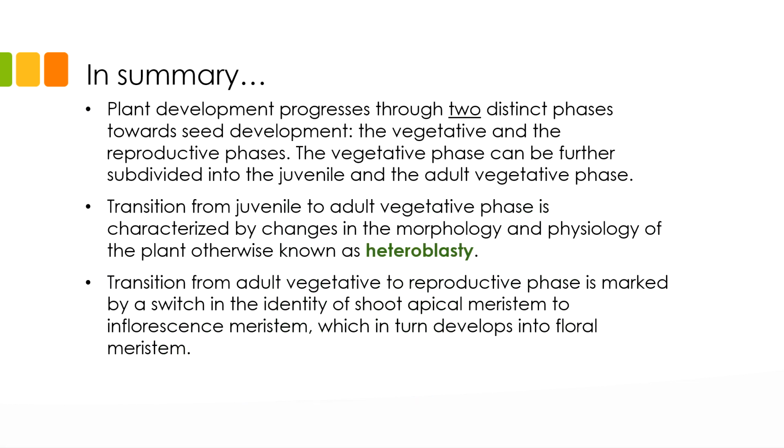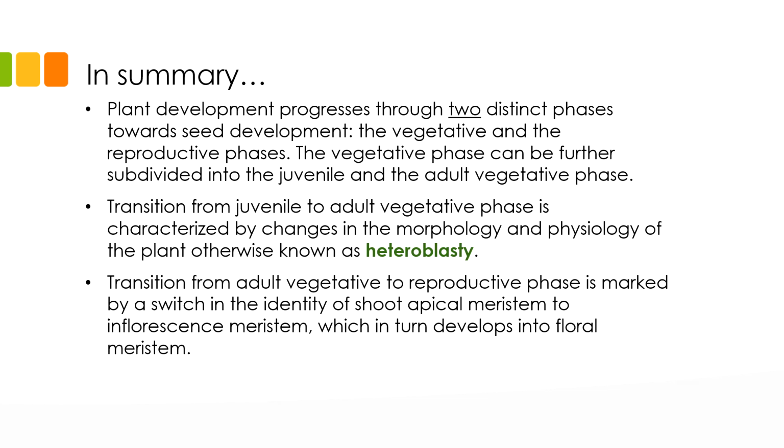To summarize, plant development towards seed production progresses through two distinct stages, the vegetative and the reproductive stage. The vegetative stage is characterized by a rapid increase in size and mass of the plant. The vegetative stage is further subdivided into the juvenile and adult vegetative phase. When the plant transitions from the juvenile to adult vegetative stage, abrupt changes in the morphological and physiological properties of the plant occur. These changes are referred to as heteroblasty.